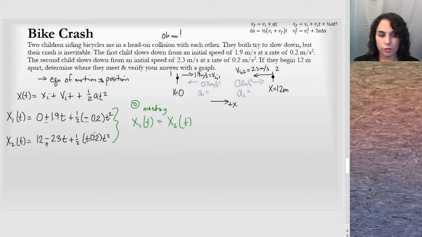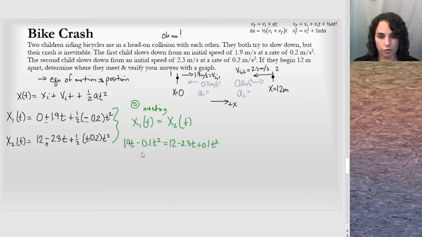It seems like too we're going to get a quadratic. I'm okay with that. And so let's write this out. I have 1.9t minus, I'm going to simplify a little bit, 0.1 t squared equals 12 minus 2.3t plus 0.1 t squared. I'll put a 0.1 in there so that it doesn't look so weird. Okay, definitely a quadratic.